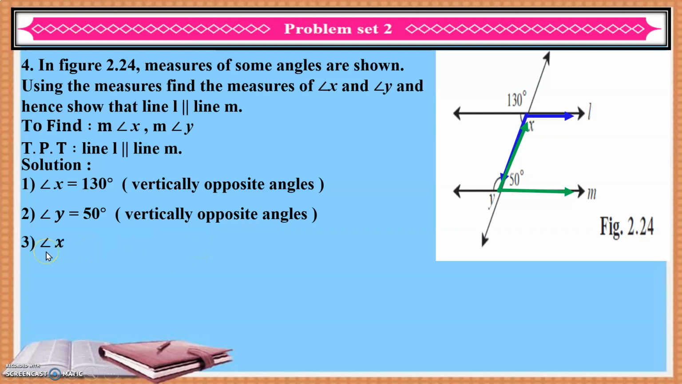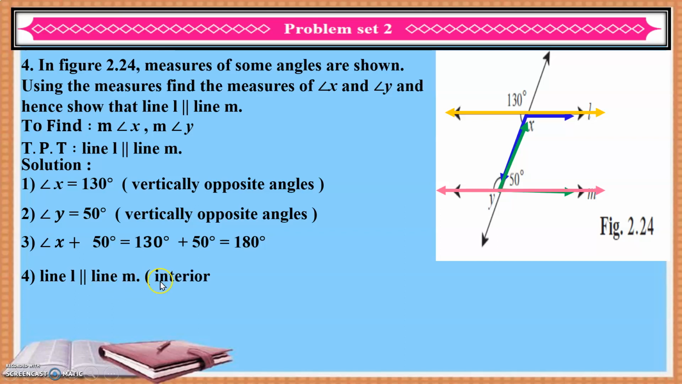So let's write the third statement. Angle X plus 50 degrees is equal to 130 degrees plus 50 degrees, because X is 130, instead of X we have written 130 degrees, and we are getting it equal to 180 degrees. Therefore, I can say that line L will be parallel to line M. Why will they be parallel? Because of the interior angles test. So let's write that statement. Line L parallel to line M, interior angles test. As the interior angles are supplementary, the lines will be parallel by the interior angles test.